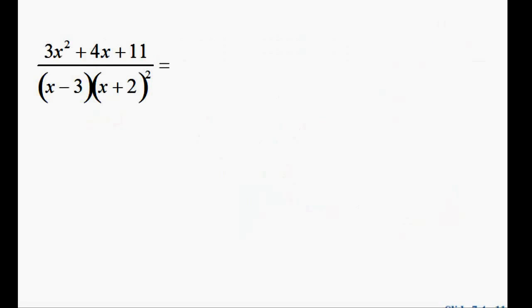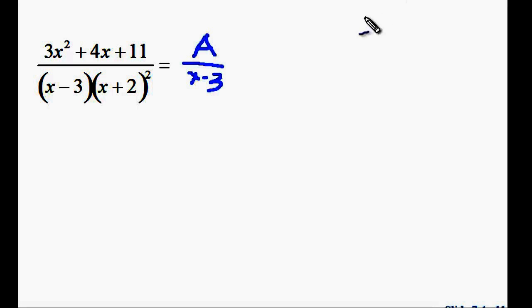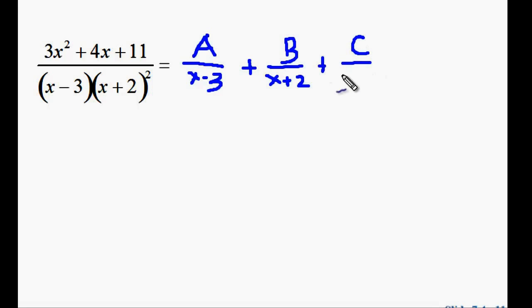There's a special rule when we have a repeated zero, such as the x + 2 in this fraction. We'll need to write the partial fraction as three parts with an A, B, and a C. We'll start with A over (x - 3) plus B over (x + 2), and then our C will be C over (x + 2) squared.